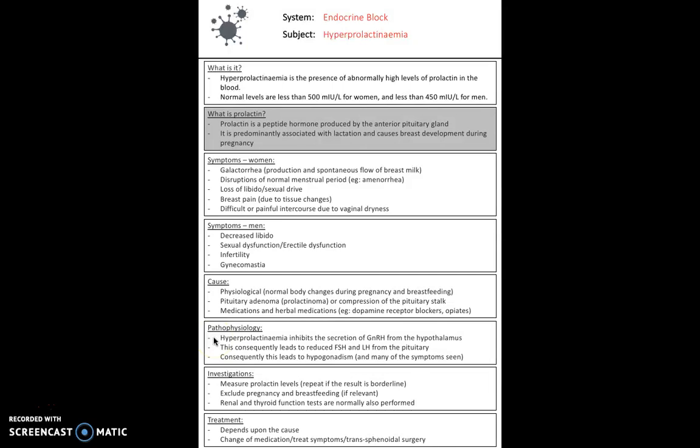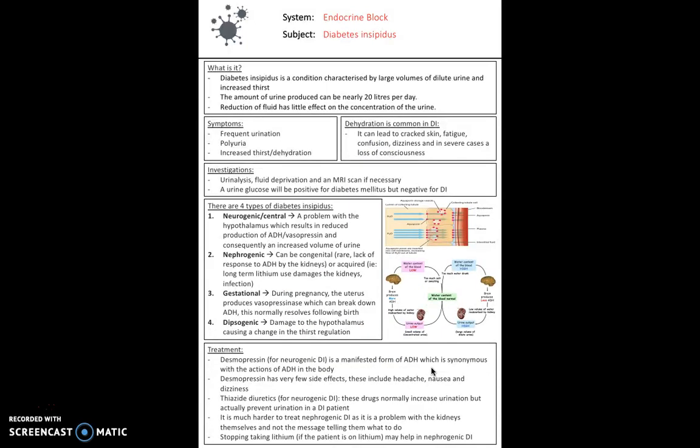So hyperprolactinemia, so too high levels of prolactin, inhibit the secretion of gonadotropin releasing hormone from the hypothalamus. The hypothalamus normally sends a signal to the anterior pituitary to release FSH and LH. However, in the case of high levels of prolactin, this does not happen, and we see reduced levels of FSH and LH. And this is what can lead to the symptoms experienced above, as we've talked about, but also can lead to male and female hypogonadism, and we'll talk a little bit more about this later on.